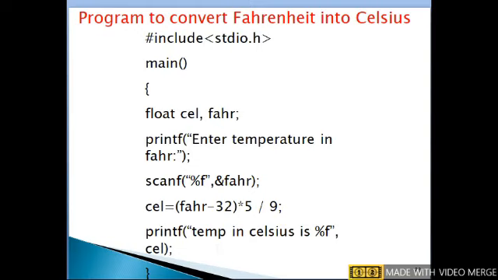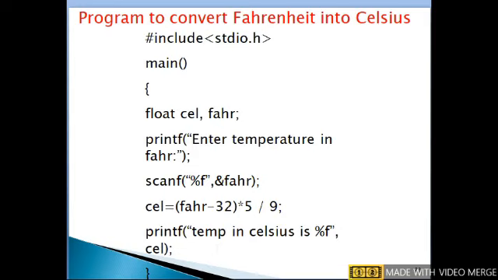In the previous programs we used integer variables. Now we are going to use floating point because the Fahrenheit and Celsius degree values are shown in decimal point, like 32.5, 98.6. So that's why we are using the float data type. Printf enter temperature, scanf reads the Fahrenheit value.